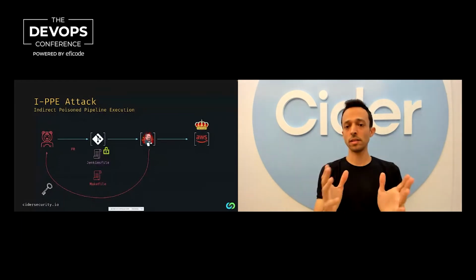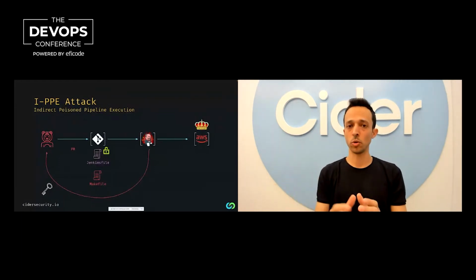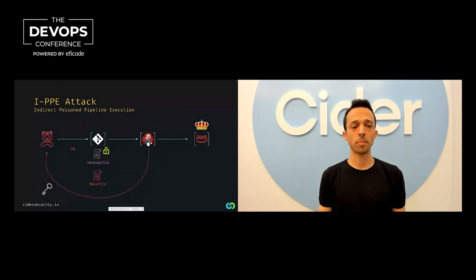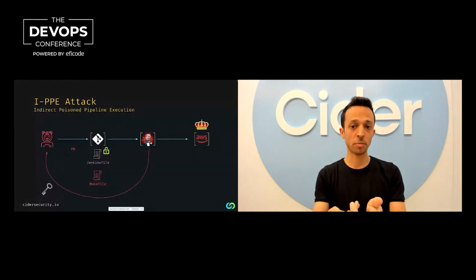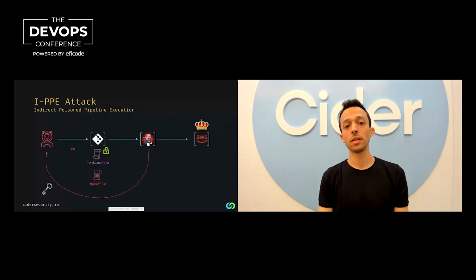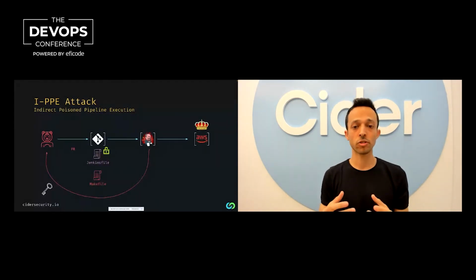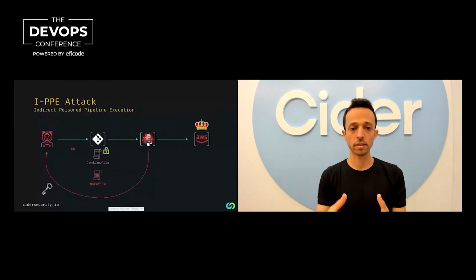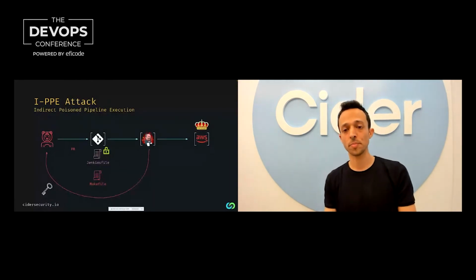So this is the indirect poison pipeline execution attack. Rather than poisoning the pipeline by inserting malicious commands directly into the pipeline definition file, as in direct PPE, in indirect PPE, the attacker injects malicious code into files referenced by the configuration file.